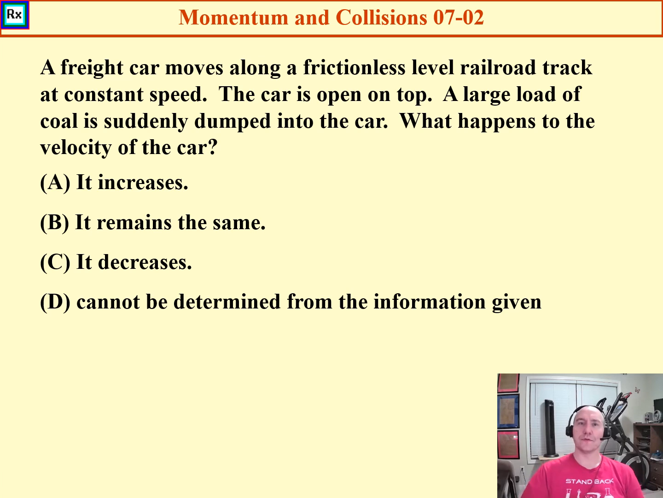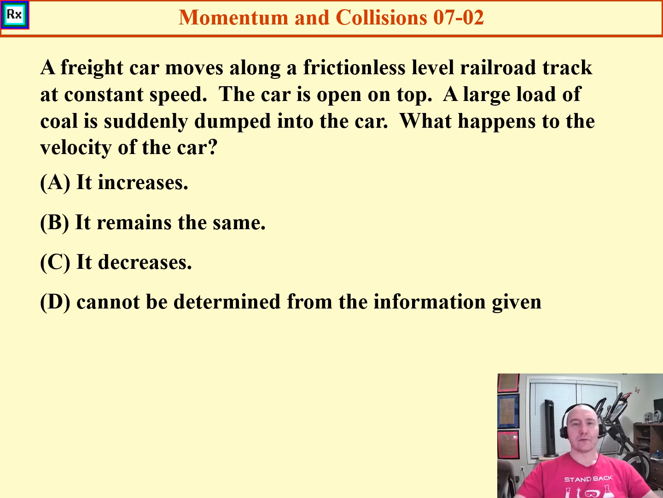A freight car moves along a frictionless level railroad track at a constant speed. The car opens the top. A large load of coal is suddenly dumped into the car. What happens to the velocity of the car? I'll give you a second to do this. All right, so what's going to happen?